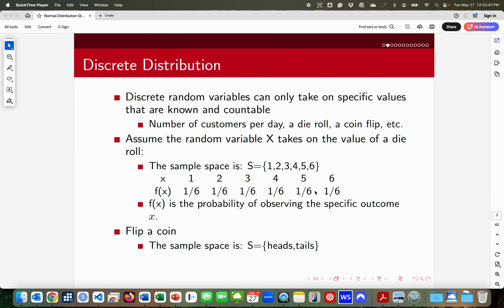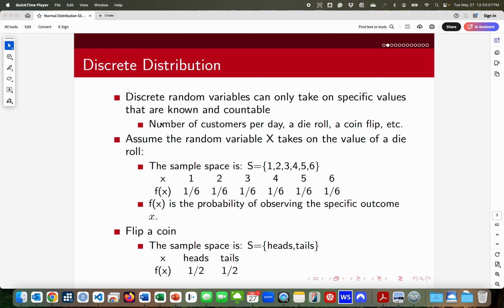If you flip a coin, the sample space is heads or tails. Again, we're ignoring the case where the quarter could land on its edge. So these are the only two outcomes that occur. The outcome heads occurs with probability 1/2, tails with probability 1/2, assuming it is a fair coin.